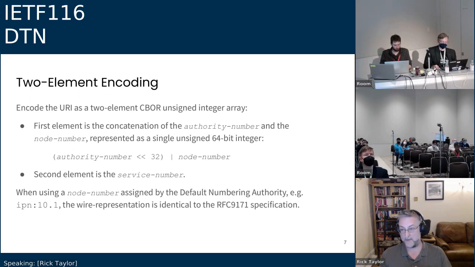Okay, the second element remains the service number. If you're using the default numbering authority, it's 0. You don't need three-element encoding. You can continue to use the two-element encoding and you get a nice, short, concise encoding. Identical to 9171. Next slide, please.